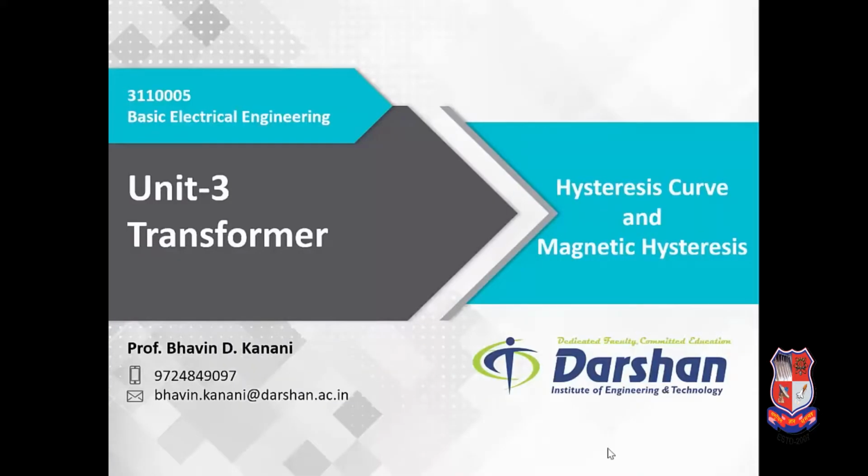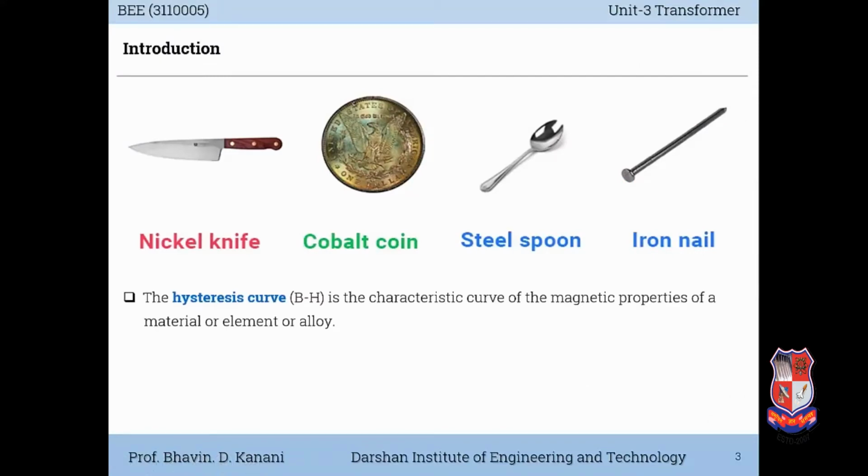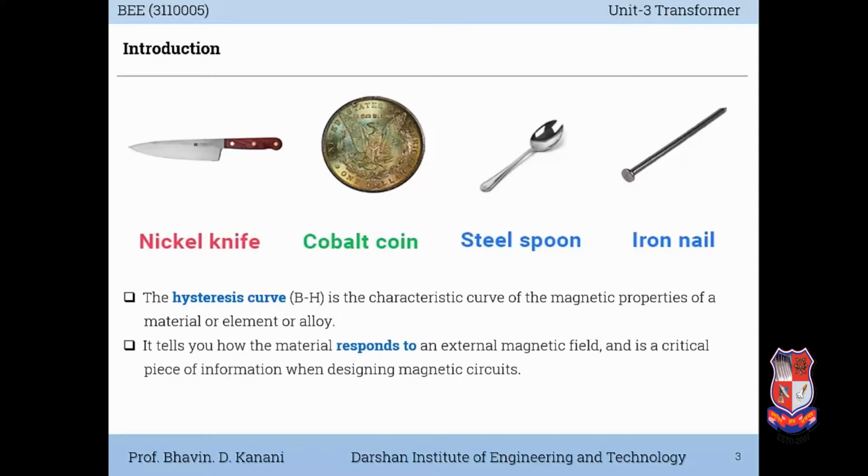Namaskar friends. In this video, we will learn about this subject, Basic Electrical Engineering, Unit number 3, Transformer. The major topic is hysteresis curve and magnetic hysteresis. Introduction. The hysteresis curve, that means BH curve, is the characteristic curve of the magnetic properties of a material or element or alloy. It tells you how the material responds to an external magnetic field, and it is a critical piece of information when designing magnetic circuits.